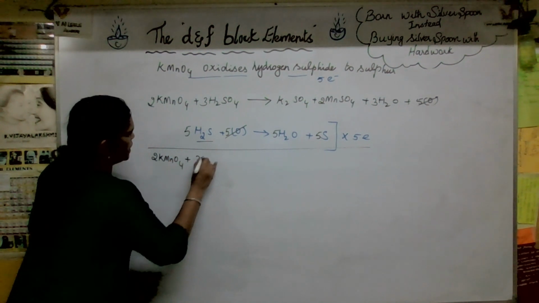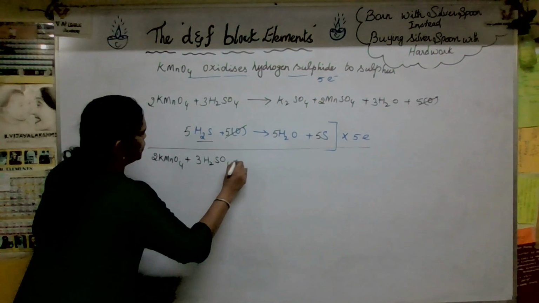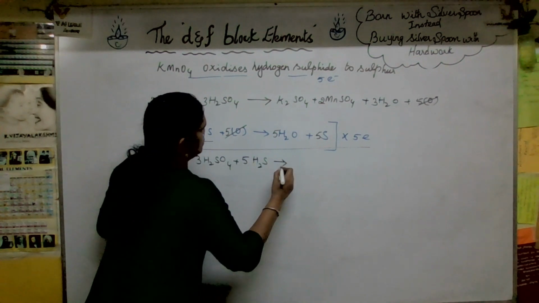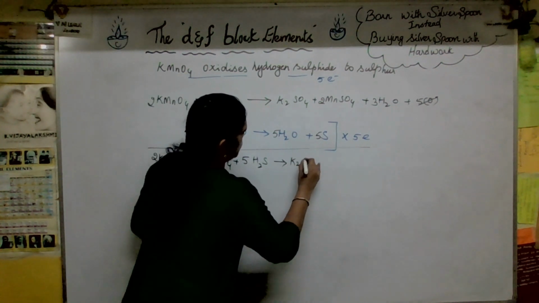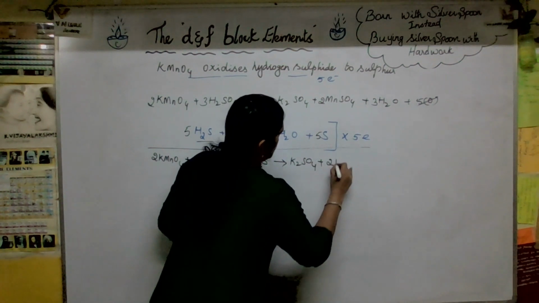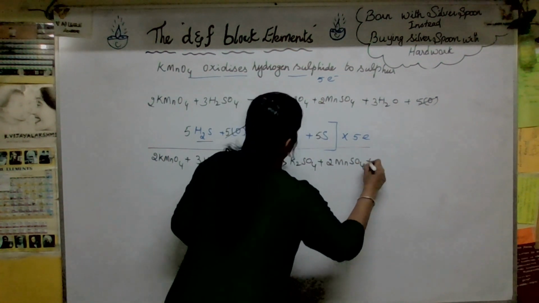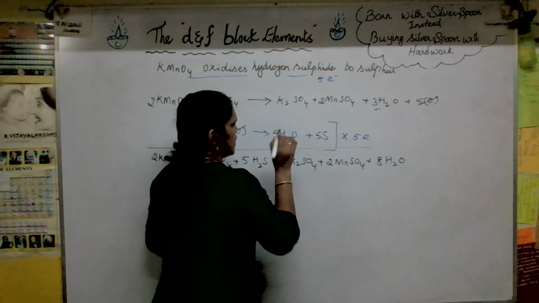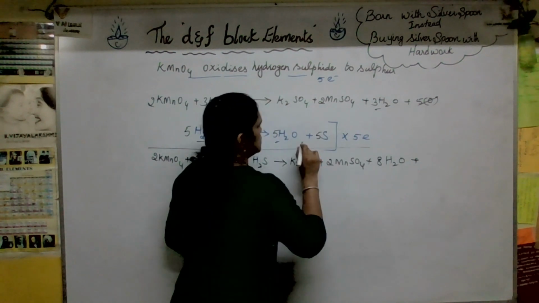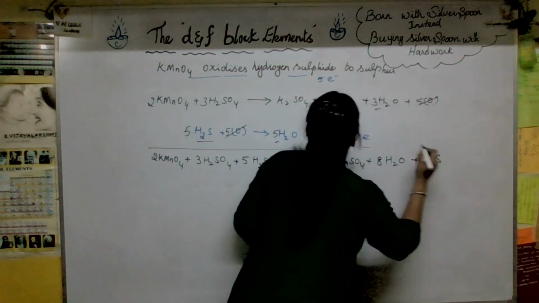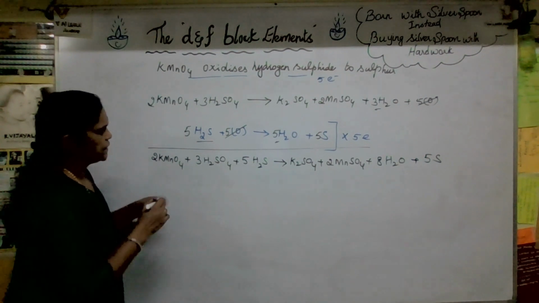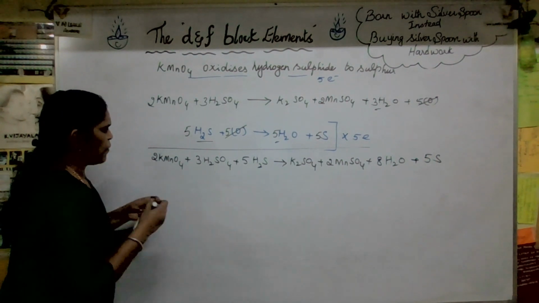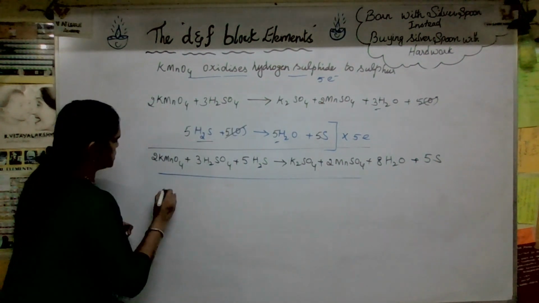2KMnO4 plus 3H2SO4 plus 5H2S. It gives K2SO4 plus 2MnSO4 plus 8H2O plus 5S. See here 3 and here 5. Everything I have written: K2, Mn, H2O. Okay.